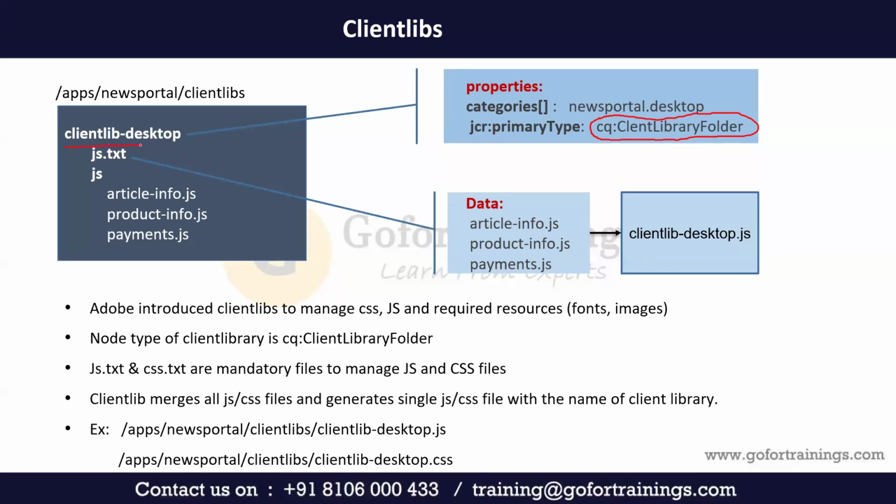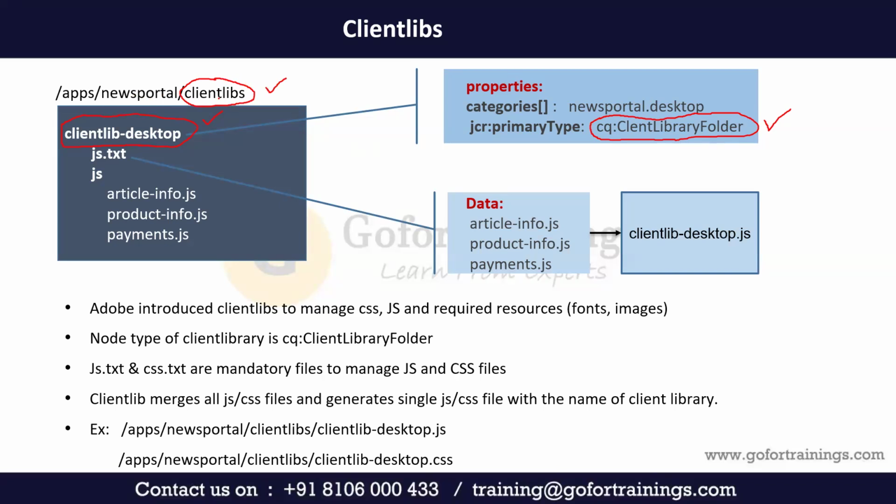Here the client library name is not important. We can use any name. The name is not important, but the node type is important. In this case, I have used clientlib-desktop as the node name, but the node type must be cq:ClientLibraryFolder. In our CRXDE, the client libs are created under the clientlibs folder. There is a dedicated folder under news portal, and in this folder we create the client libraries. This is not mandatory, but recommended.